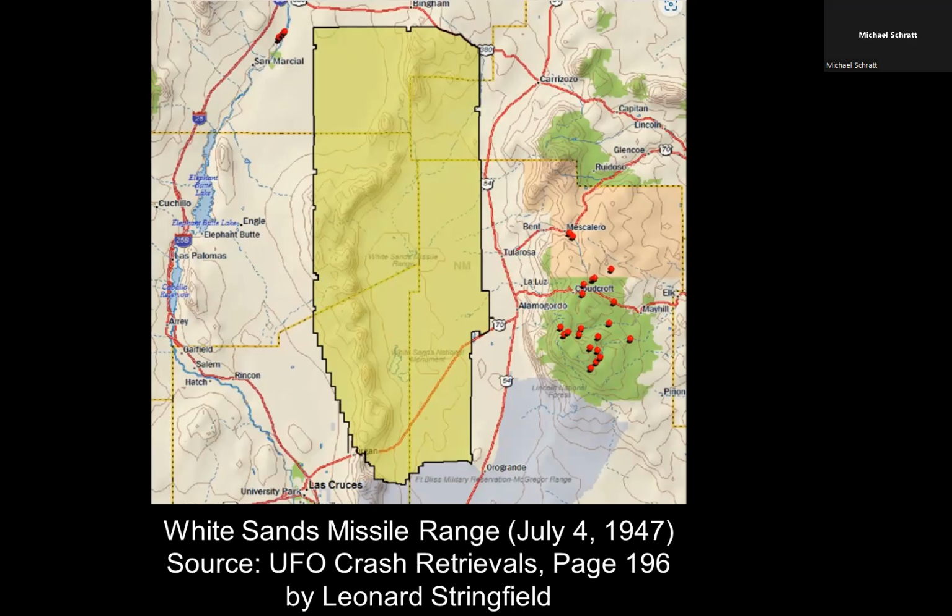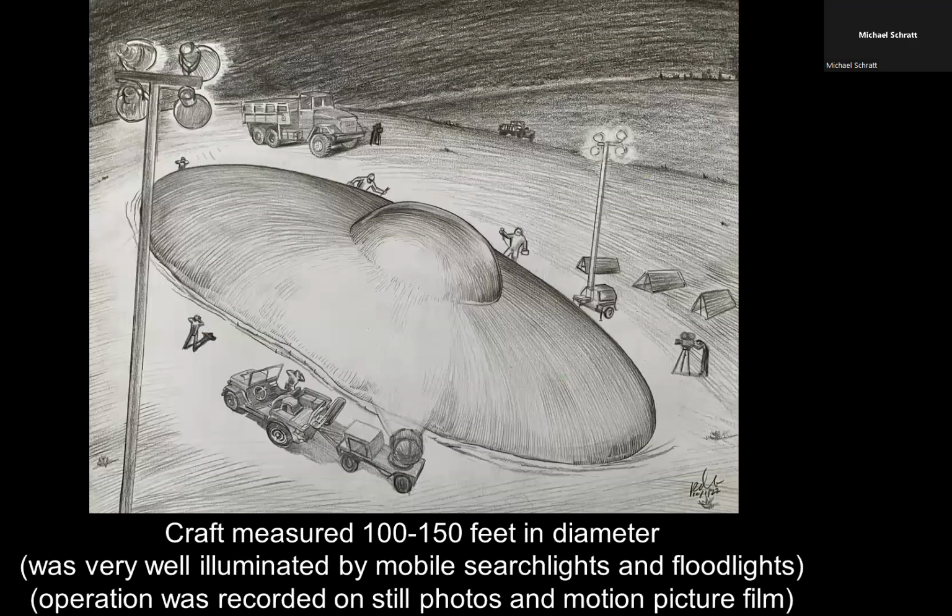And this was at night. There was a convoy of military vehicles that arrived at the scene. And when they got there, this is what they saw. This was about 150 feet in diameter, tipped up at about a 20-degree angle, and it was sitting on the White Sands northern section of the facility.